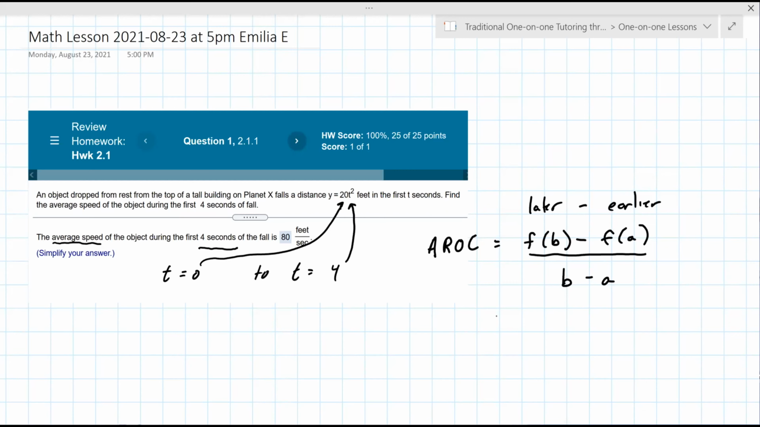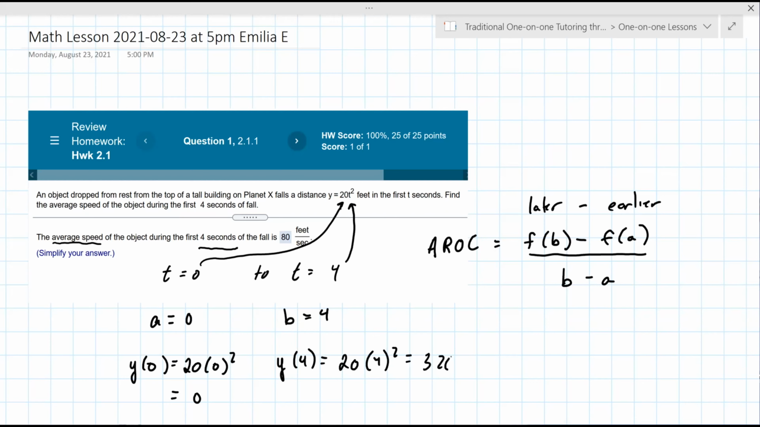Okay. So in your case, your a is 0, your b is 4, and then you have to find y of 0, which is 20 times 0 squared, which equals 0. Y of 4, which is 20 times 4 squared, so that's 320. And then you put it into this formula. So the first one, 320 over 4 minus 0, and that's how you got 80.